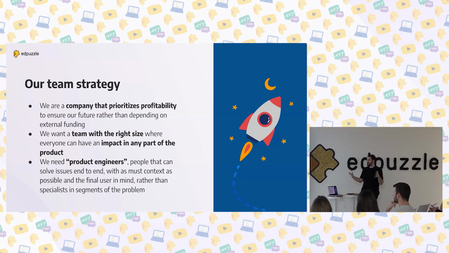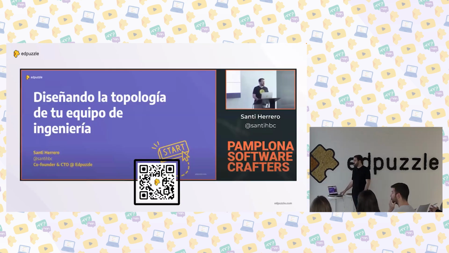If you have a small team, you have to have this. As a consequence, you're not going to have specialized people in a very small team, because then nothing will move. There will be too much coordination going on. I talk a little more, for an hour, about this in Pamplona Software Crafters. I share the link to YouTube here if you're interested in that. The talk is in Spanish.